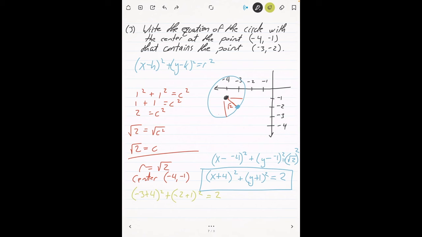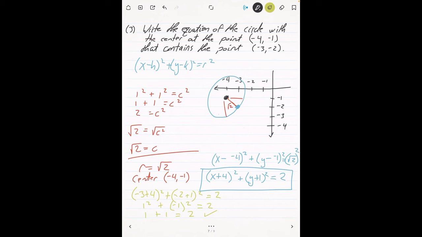So anyways, back to the problem. We have -3 plus 4 is 1. We're going to square that, plus -2 plus 1 is -1. We're going to square that and set it equal to 2. 1 squared is 1. -1 squared is 1. And what do you know? That equals 2. So it works.